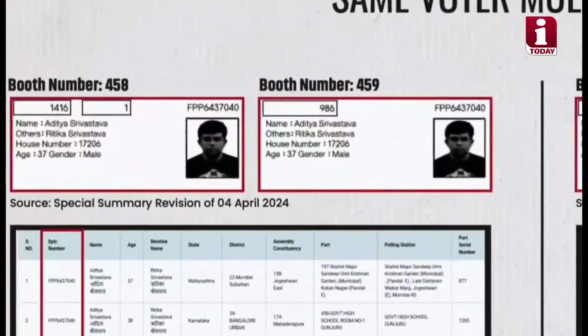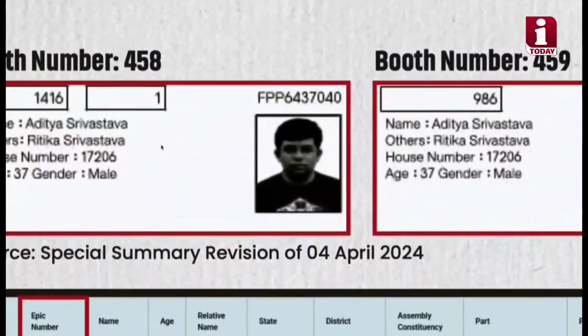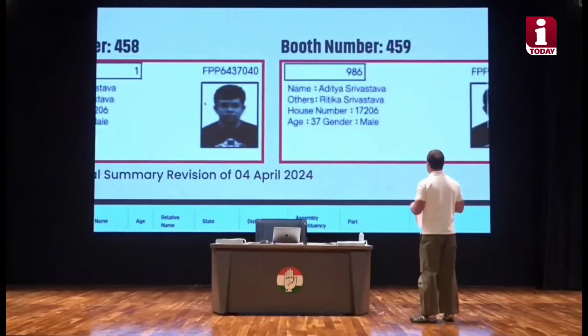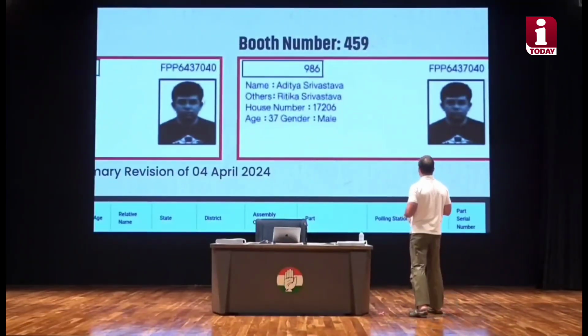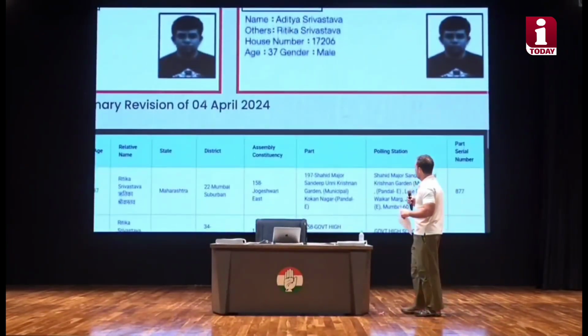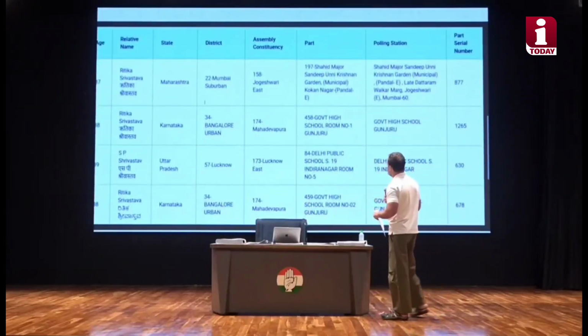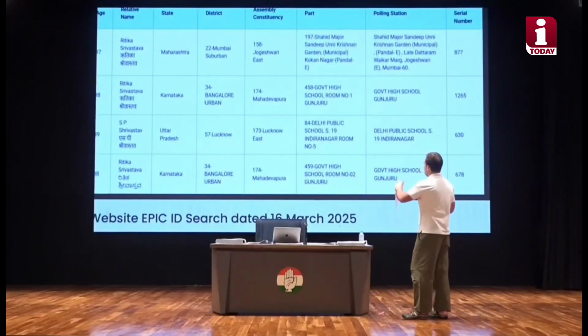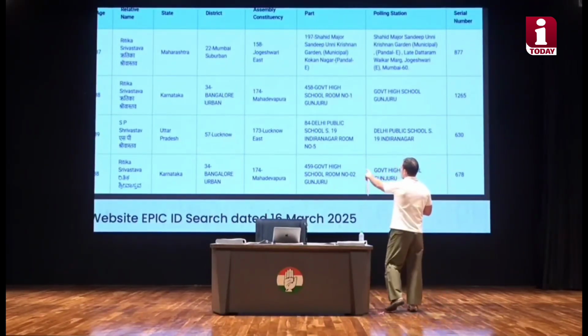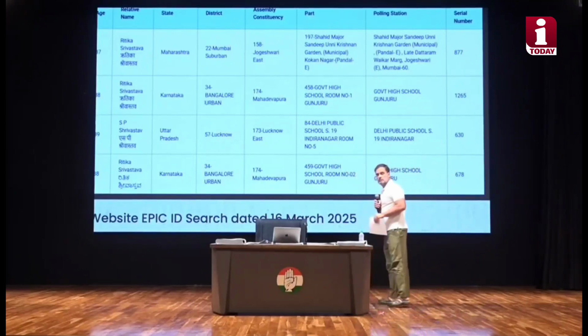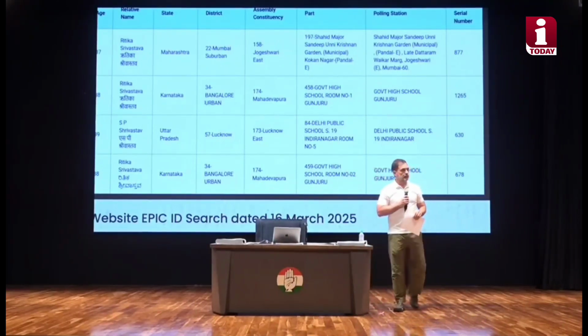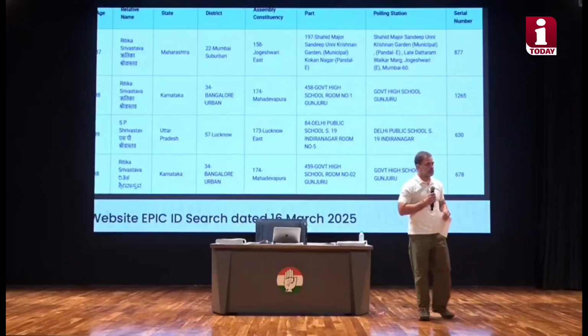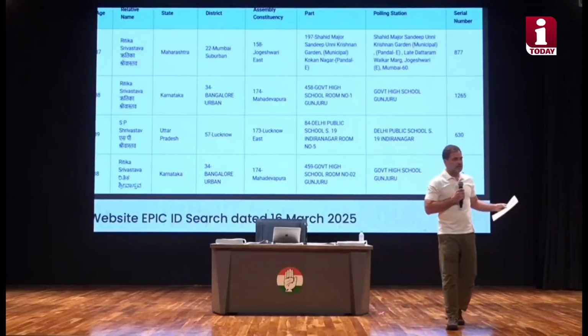He votes in booth number 458, same person. He votes again in booth number 459, same person. Go down. And then this gentleman goes Karnataka, Uttar Pradesh, Karnataka, and Maharashtra. So he's got his name on 4 lists, different states, different polling booths.